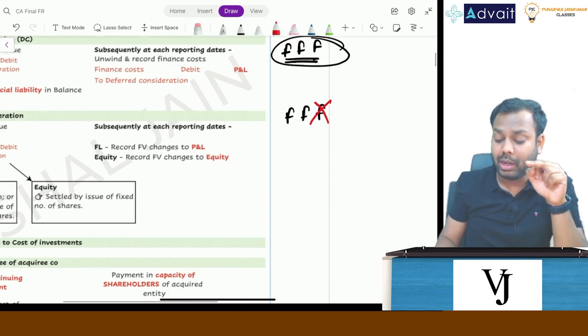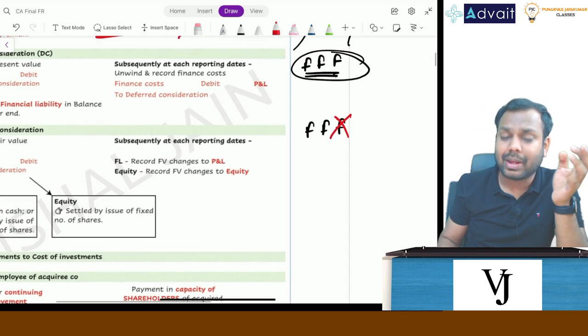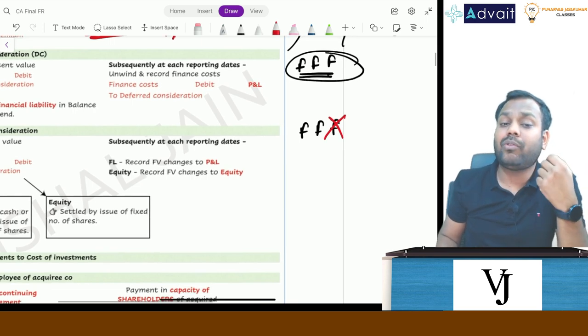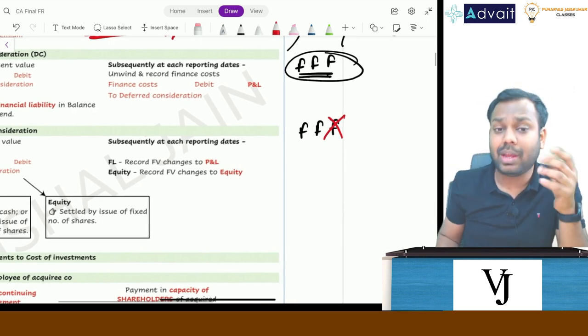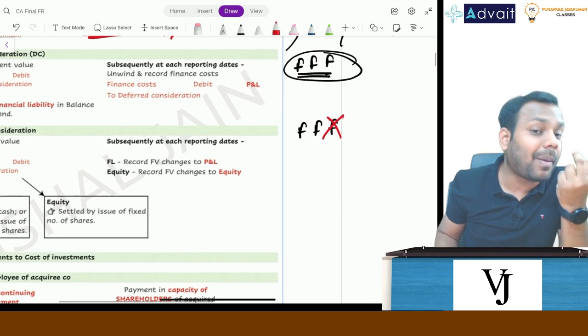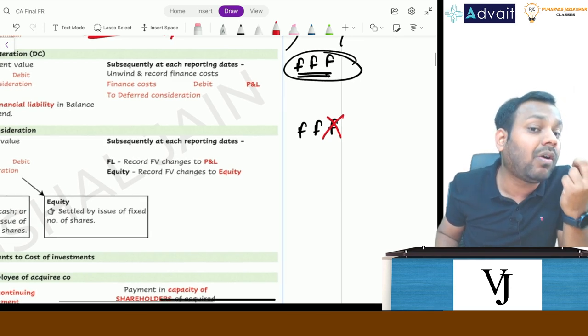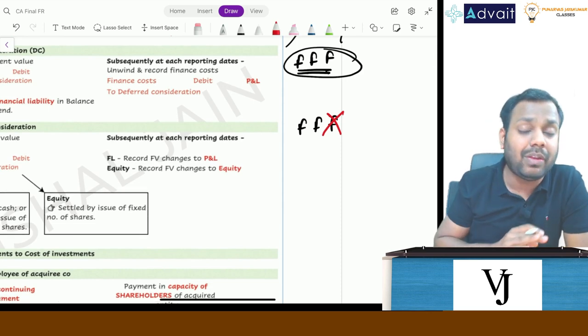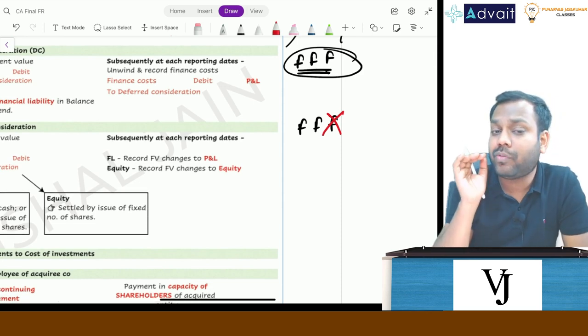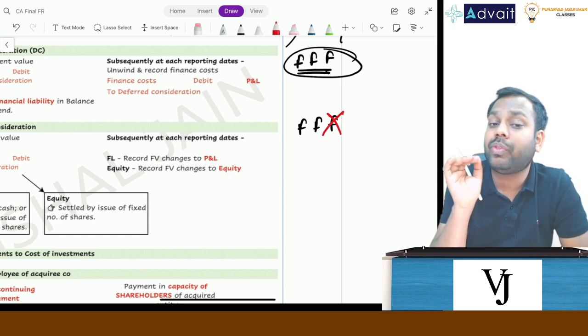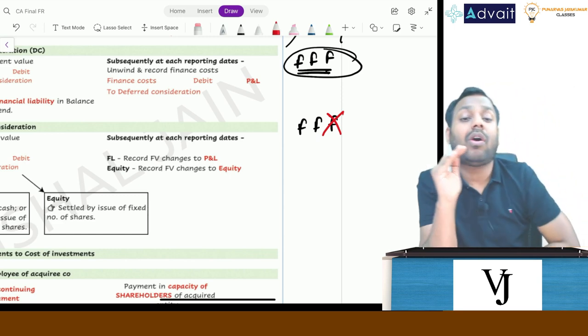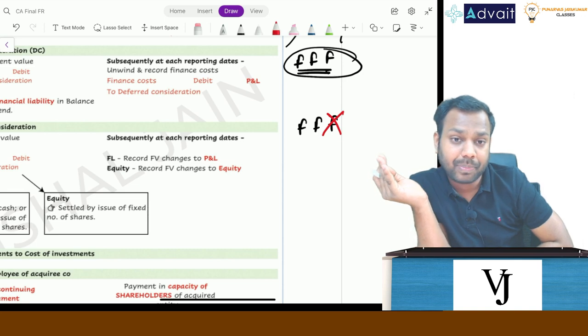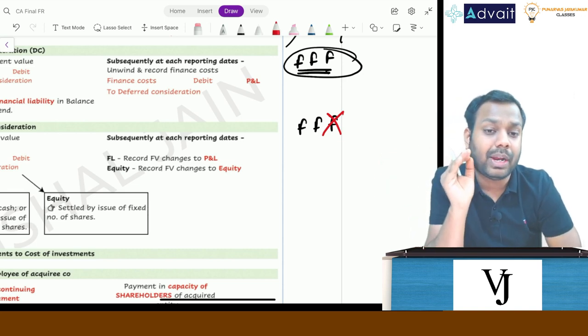In this case we cannot calculate the present value; rather, we have to calculate the fair value, because there is a probability component also involved here. The fair value will be given in the question. But you have to take the fair value on the date of acquisition and not the subsequent fair values. That is the fair value of the contingent consideration on the date of acquisition.